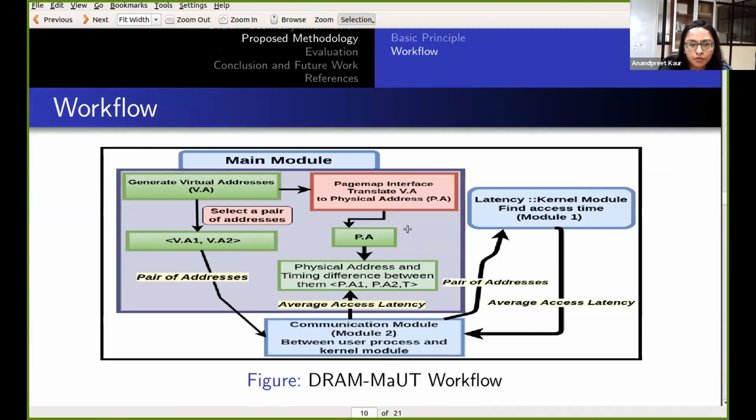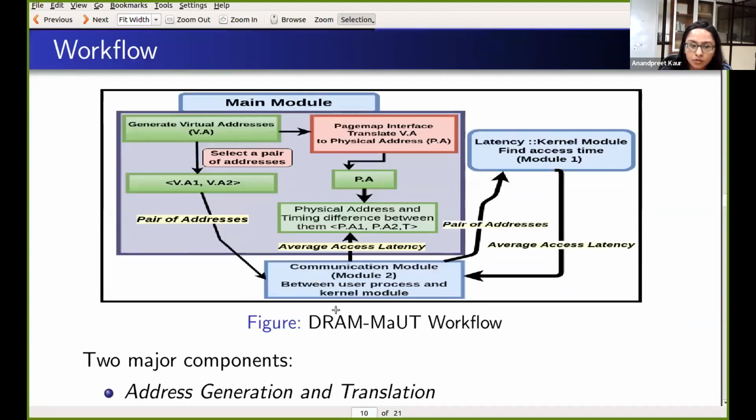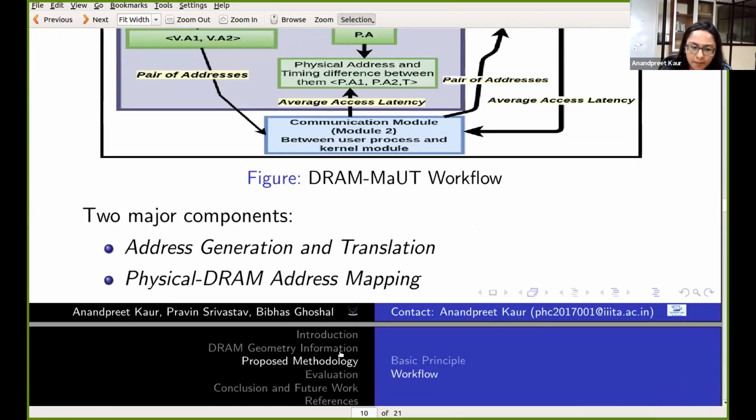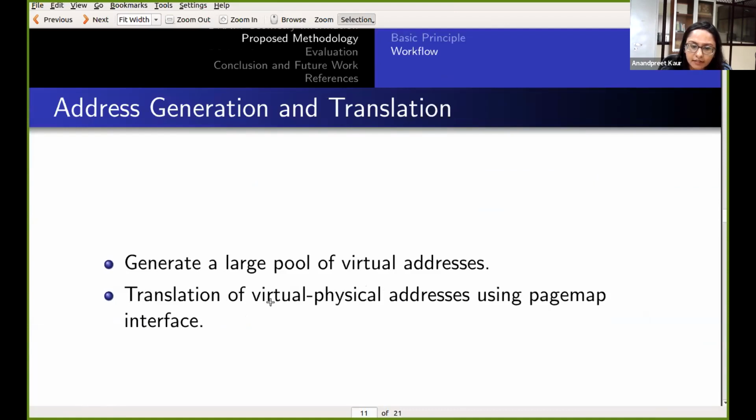So this is the workflow. It consists of 3 modules: the latency module, which acts as a kernel module. It has access to privileged instructions. It finds out the latency between pairs of addresses, and then via the communication module, it passes it to the main module. It consists of 2 major components: address generation and translation, and physical to DRAM address mapping. Firstly, we generate a large pool of virtual addresses, and then they are translated to physical addresses via the pagemap interface.